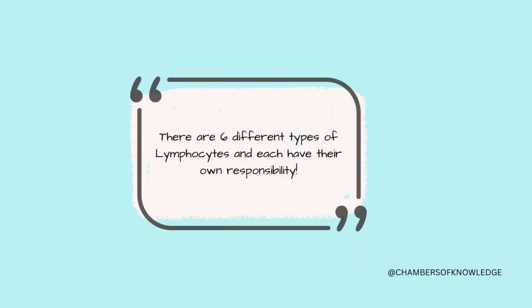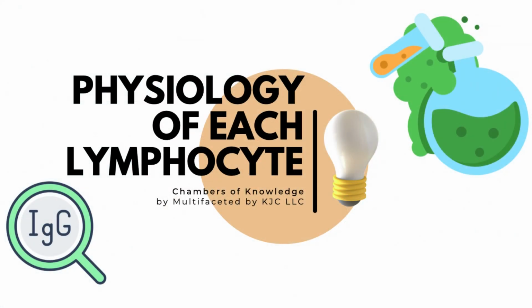Now for lymphocytes. Lymphocytes make up 22 to 33% of white blood cells within the blood. There are 6 different types of lymphocytes, and each have their own responsibilities. So the next video coming out next week will be dedicated to each of the 6 lymphocytes and their responsibilities. So check that out, coming out on Wednesday.